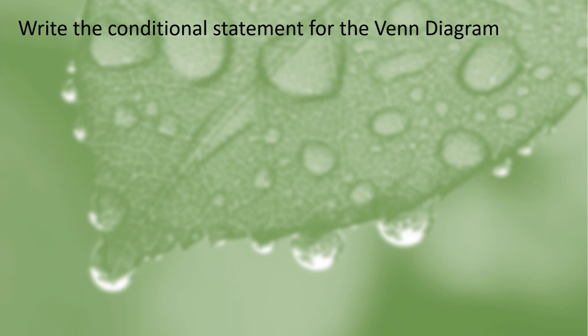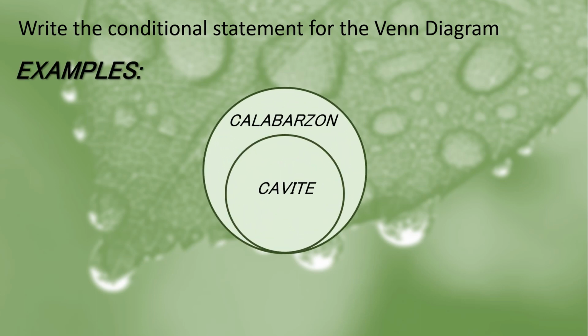Okay, dito naman, meron tayong given na Venn diagram at i-convert natin yon into conditional statement. So, let's have the example. As you can see, sa smaller circle, meron tayong word na Cavite. And then sa bigger circle naman, meron tayong word na Calabarzon. So, in here, ang ating hypothesis ay Cavite at ang ating namang conclusion ay Calabarzon.